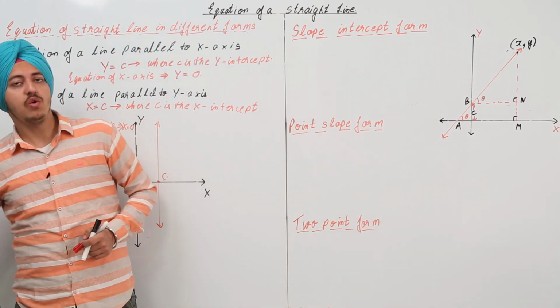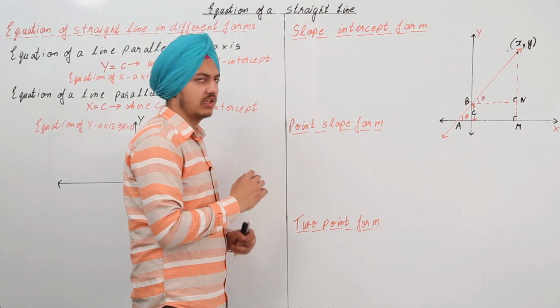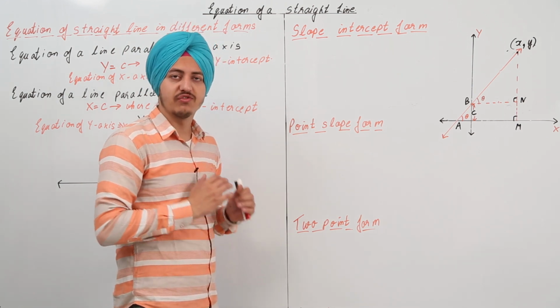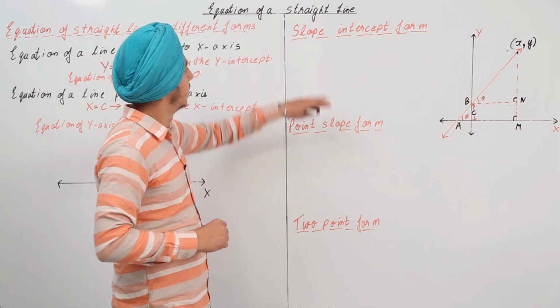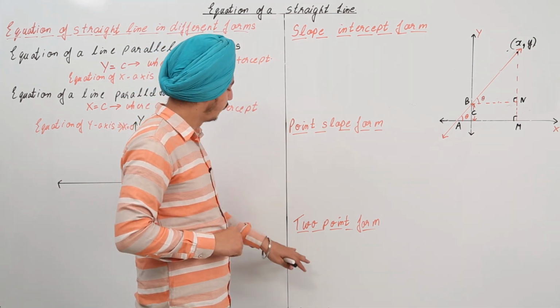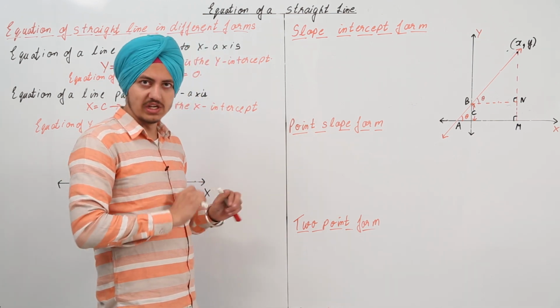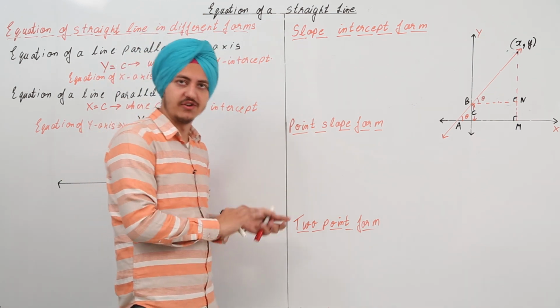Okay. So now we'll be moving on to three different forms of equations of straight lines that we have in our syllabus. First is slope-intercept form, second is point-slope form, and the third is two-point form. I'll tell you how these are formed and the end results of them.